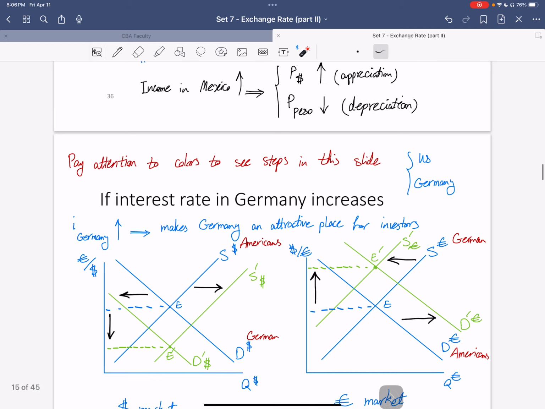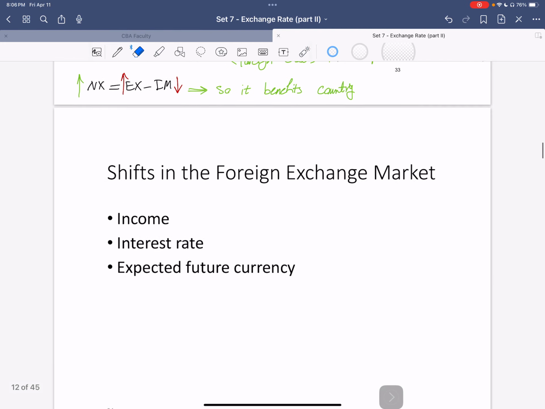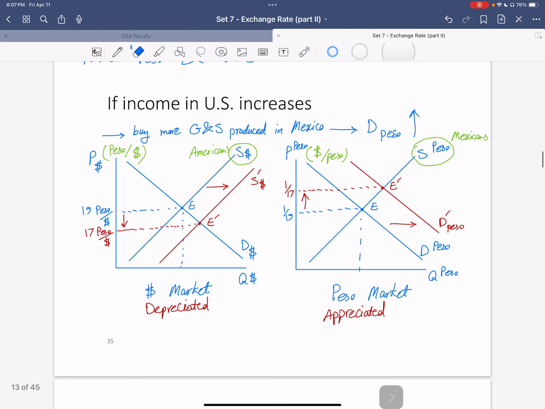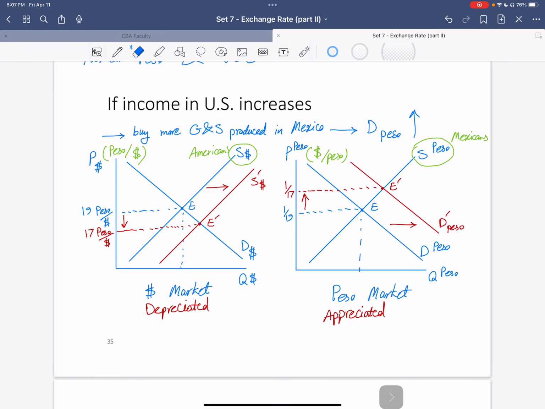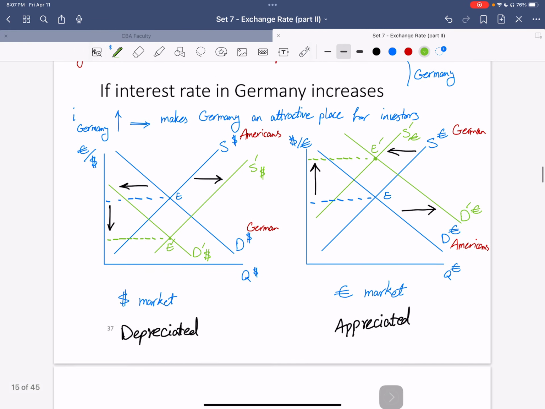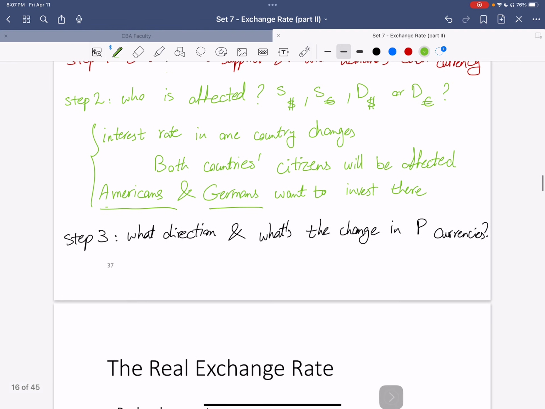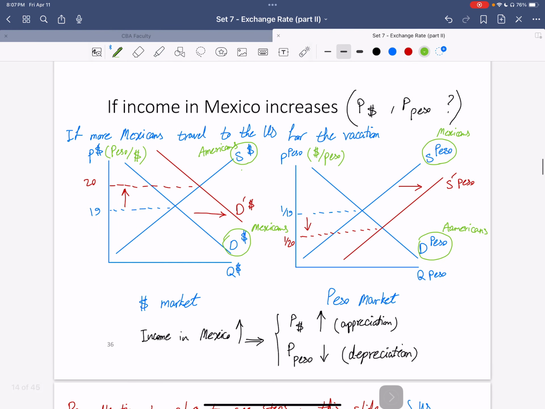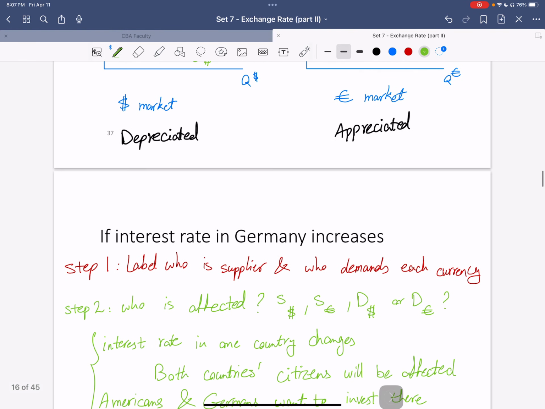And the third factor is very similar to these. If people are expecting that in the future the currency of some country is going to be expensive or is going to be cheaper, their expectations can shift the supply and demand to the right and left depending on the situation. This is very similar to the examples that we had at the beginning of the semester. And you can draw it just the same as what we did for the income over here and the interest rate over here.